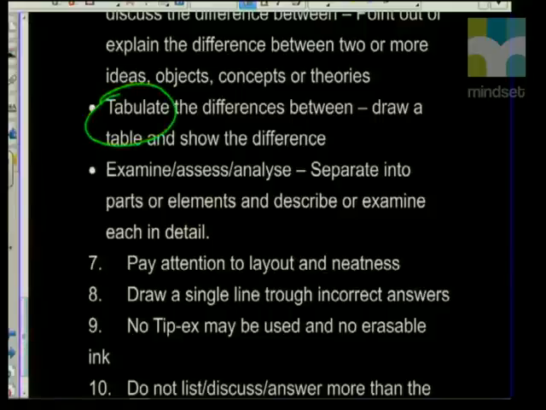When you have to tabulate, it is very important that you actually draw a table. That is a specific instruction, and it might be that if you don't carry out that instruction you are not going to get your marks.